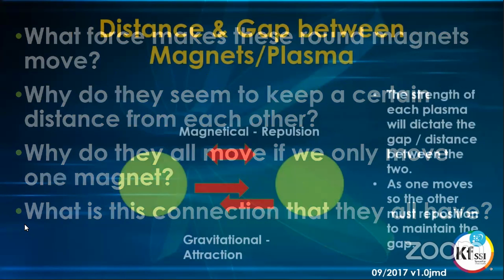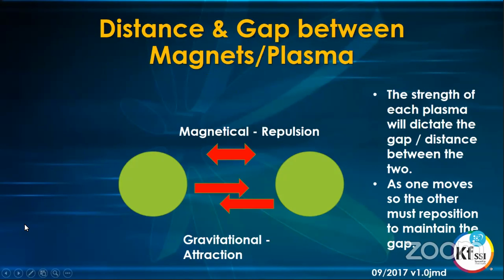So it really comes down to the strength of each one of those magnets, or call them plasmas as well. And the strength between each one dictates this gap, dictates this distance, because you've got the magnetical and you've got the gravitational. So you have your repulsion and attraction. And as one moves, so the other must reposition to maintain this gap all the time.